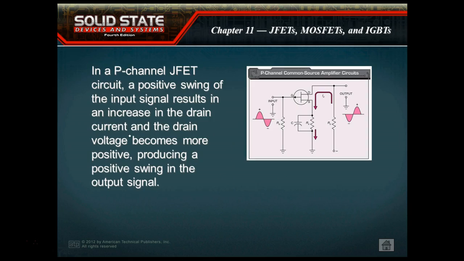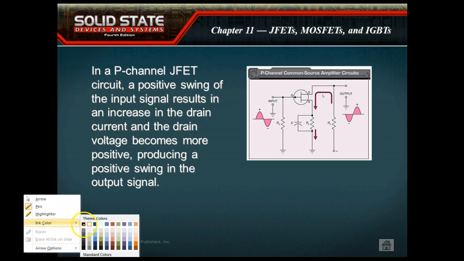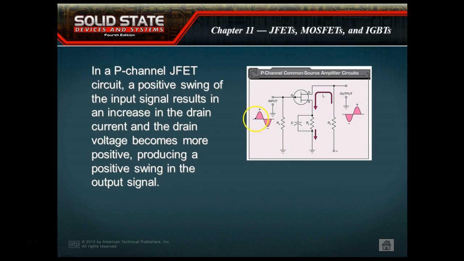This is a P-channel JFET. Positive swing input results in an increase in drain current, and drain current becomes more positive, producing a swing in the output of current. So notice when we take our output across the device, when it turns on more, the output goes down, and when it turns off more, the output goes up. So what we end up with is an output signal that is 180 degrees out of phase.